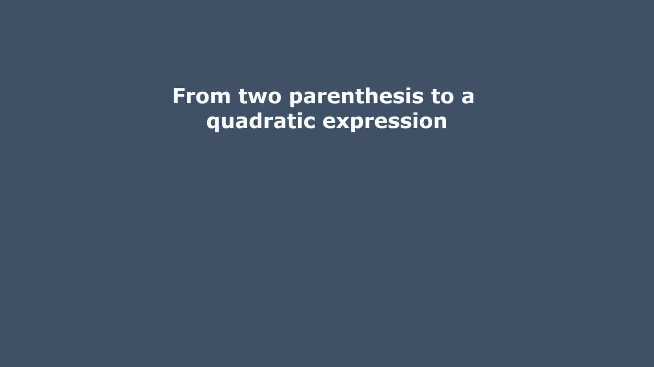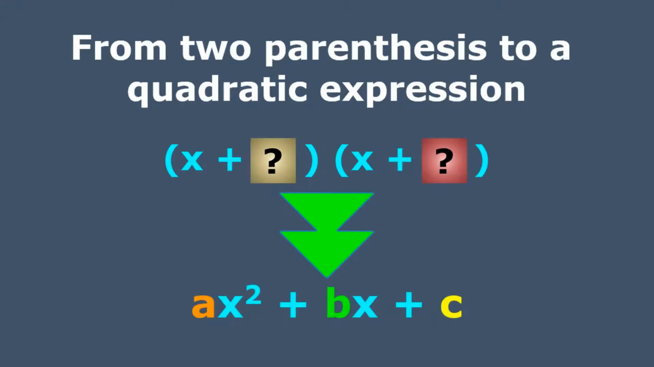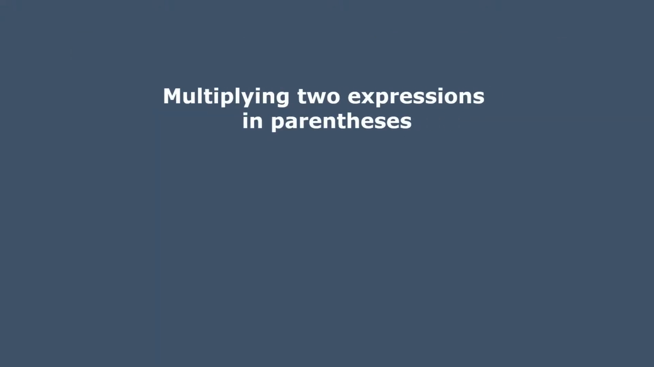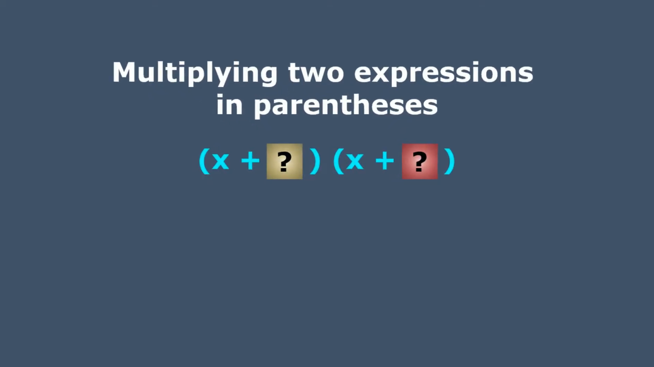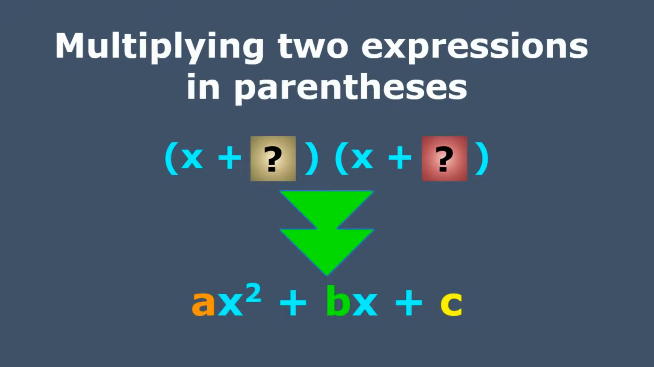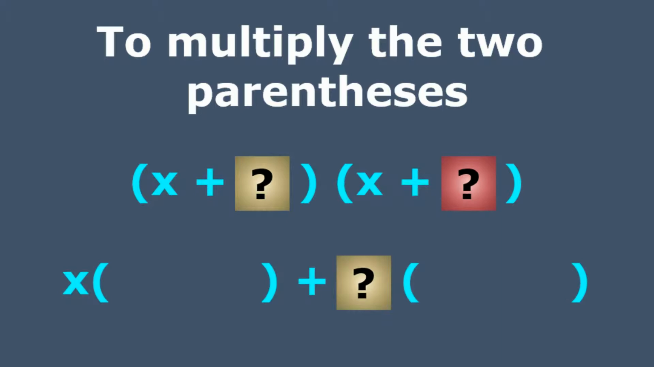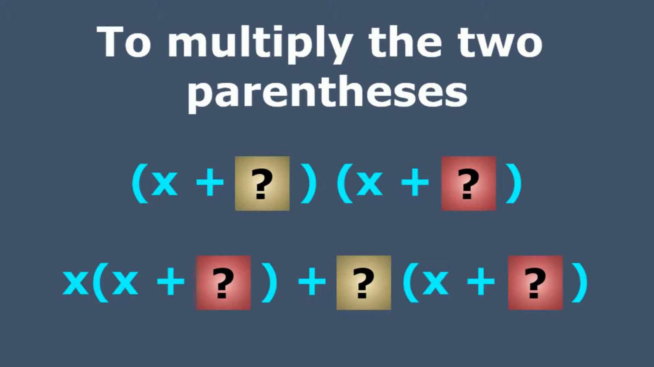Some quadratic expressions can be factorized to form two expressions within parentheses, each containing a variable and an unknown number. Conversely, multiplying out these expressions gives a quadratic expression. Multiplying two expressions in parentheses means multiplying every term of one parenthesis with every term of the other. The final answer will be a quadratic expression. To multiply the two parentheses, split one of the parentheses into its terms. Multiply all the terms of the second parenthesis first by the x term, and then by the numerical term of the first parenthesis.